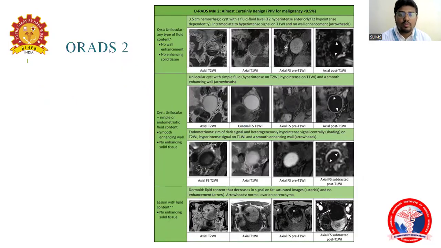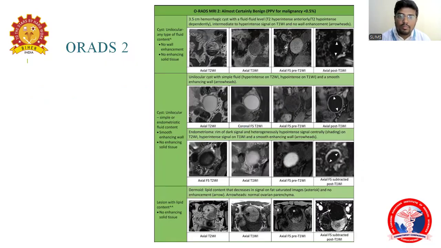Second is the O-RADS 2 category of lesion, which is almost certainly benign, with a positive predictive value for malignancy less than 0.5%. And here, this will include a unilocular cyst with any type of fluid content, but there should not be any wall enhancement or enhancing solid tissue.